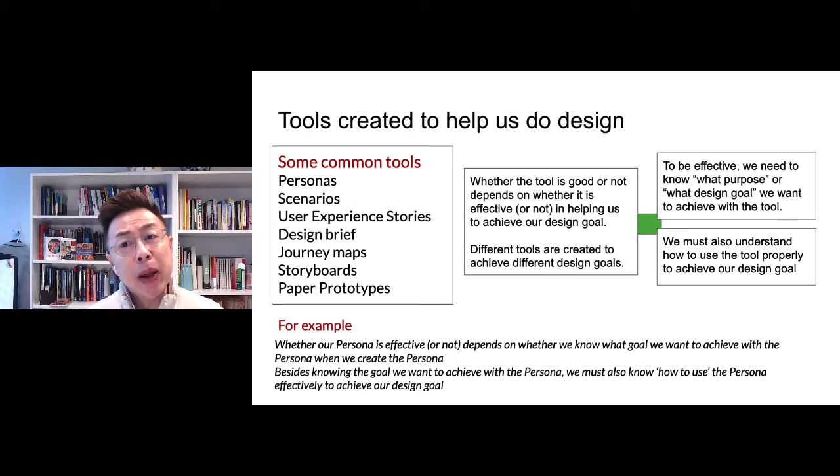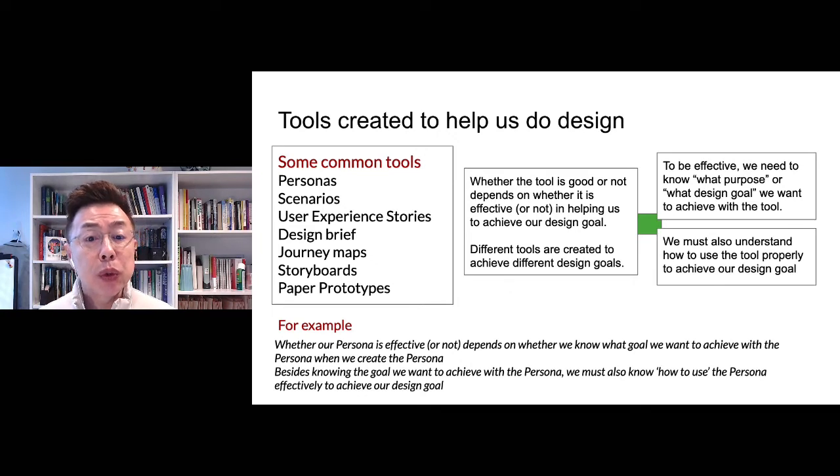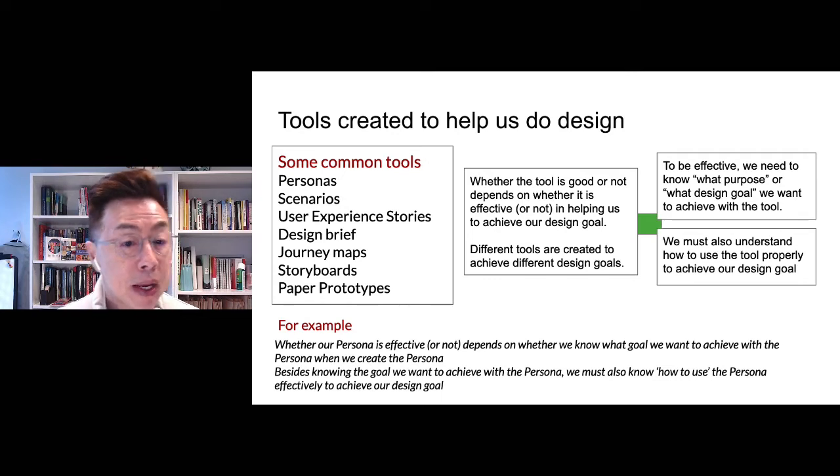So let's go back and think about what these tools are created for. Tools are created to help us do the design. On the left of the screen, you'll see some of the most common tools that you get taught and talked about in interaction design. They are personas, scenarios, and in this course, user experience stories. Sometimes people have to make design briefs, journey maps, storyboards, paper prototypes, and high fidelity prototypes.